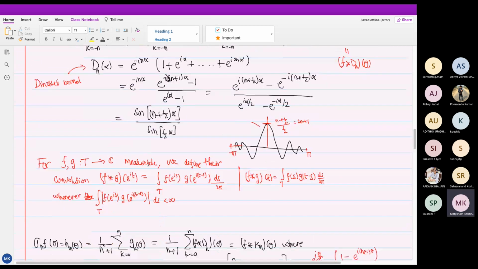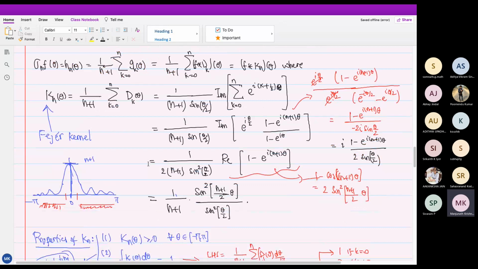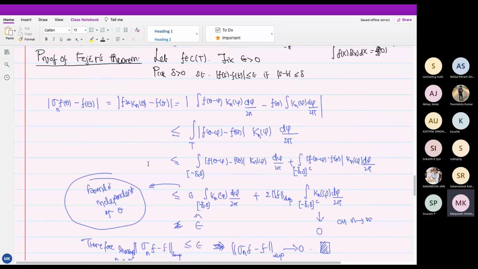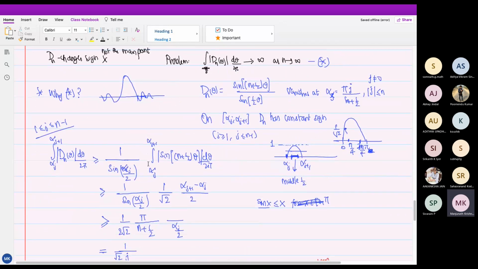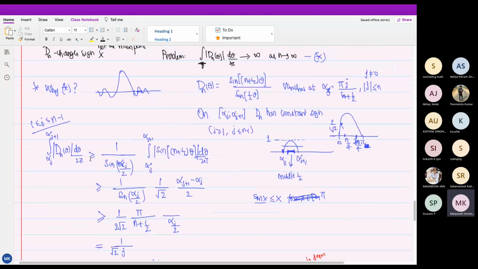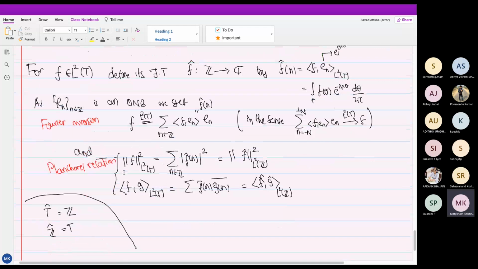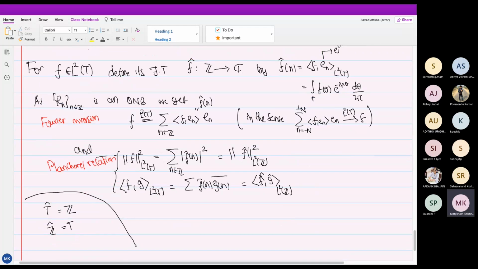So that we proved, and this proof is a nice one using the Fejér kernel. No need to recap the proof. I also indicated why the Dirichlet kernel doesn't work. So this we saw. Finally, I just quickly defined the Fourier transform.